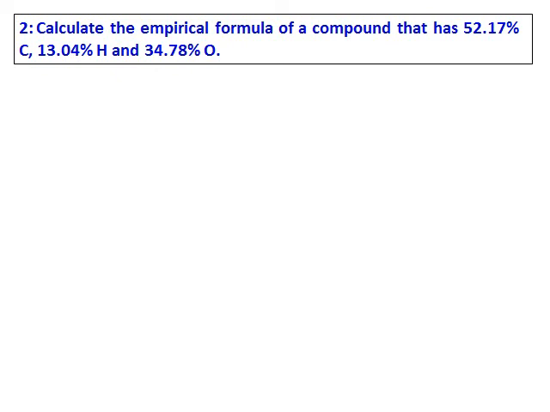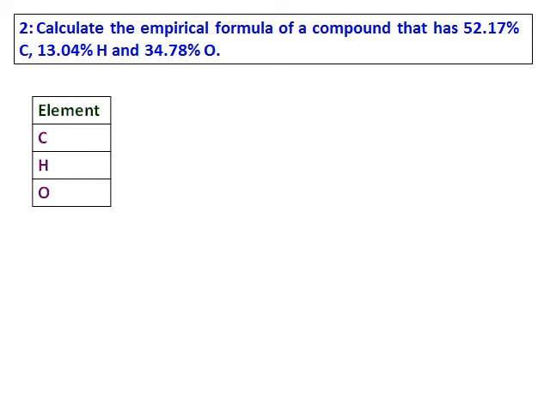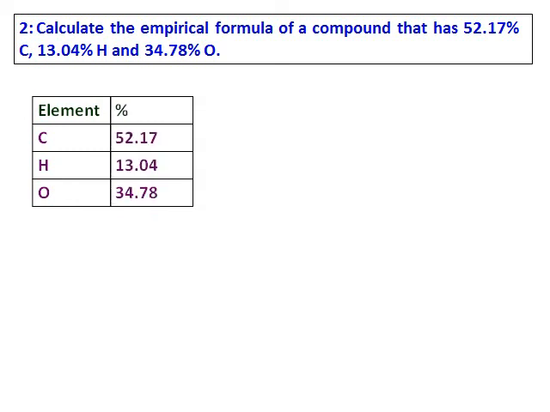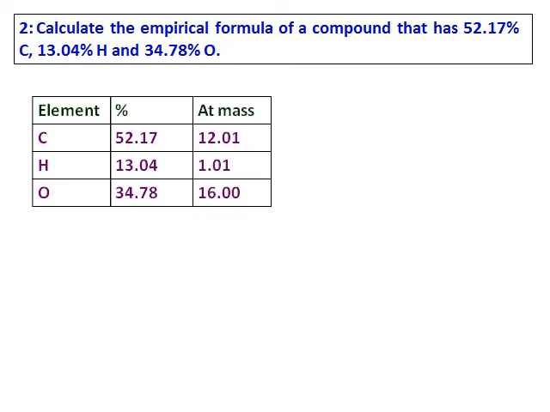The second one: calculate the empirical formula of a compound. Now it has 52.17% carbon, 13.04% hydrogen, and it also has oxygen. So as always, write down the elements given, carbon, hydrogen, oxygen. Then write down the percentages given to it. And write down the atomic masses also. You can get the atomic masses from the literature.